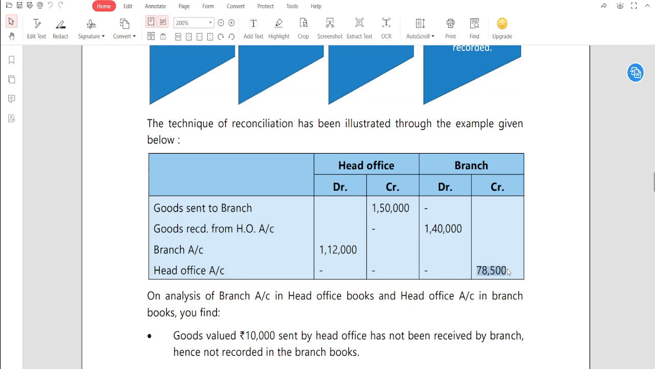Okay. Let's analyse and see. The 10,000 has been differentiated between the goods sent to the branch and goods received from the HO. It is nothing but the goods in transit. Maybe. Okay. It may be goods in transit.